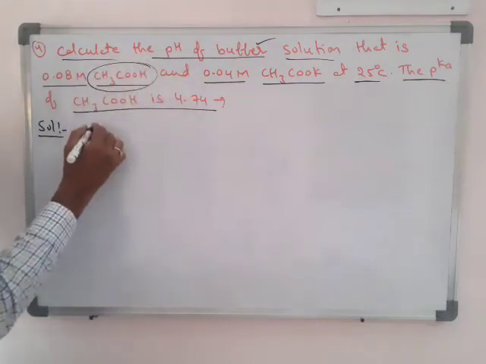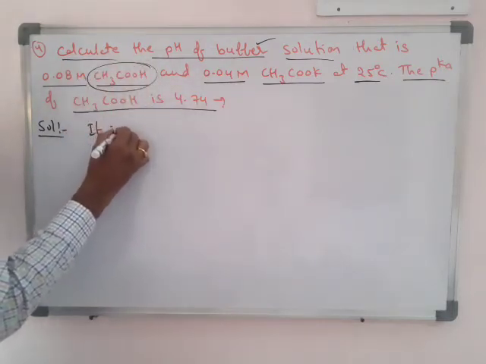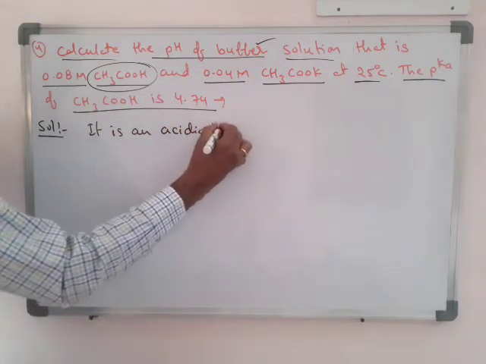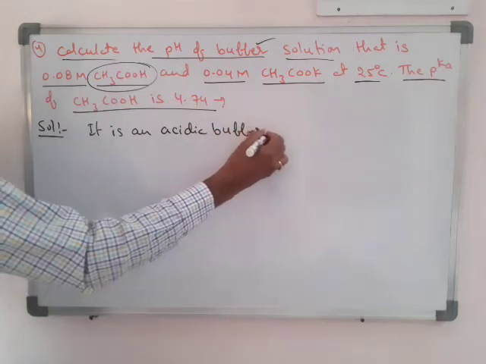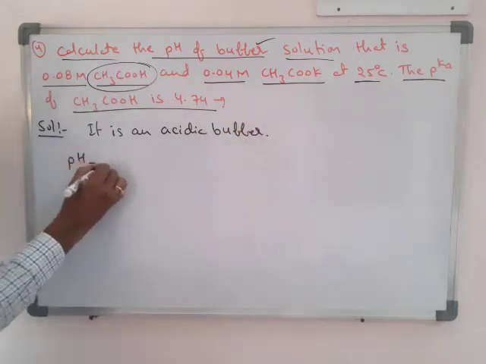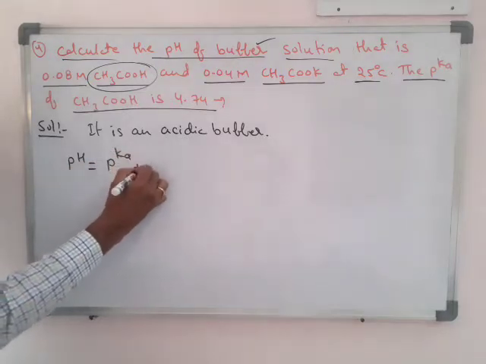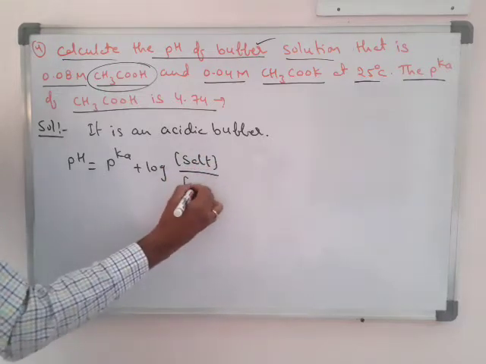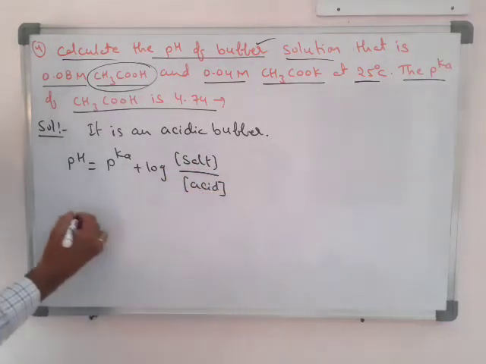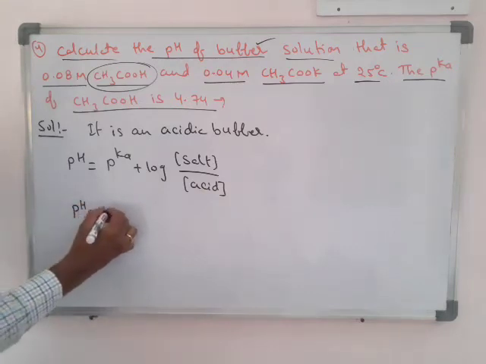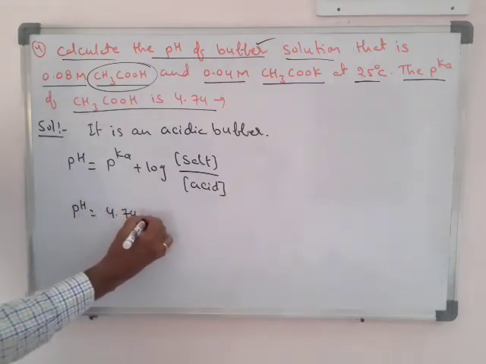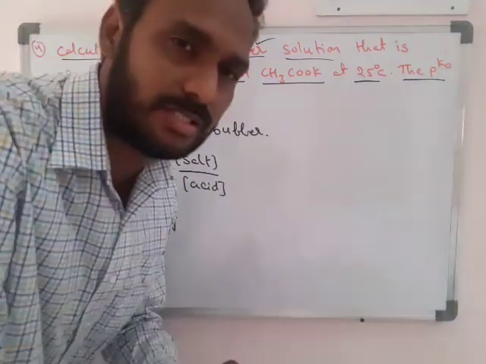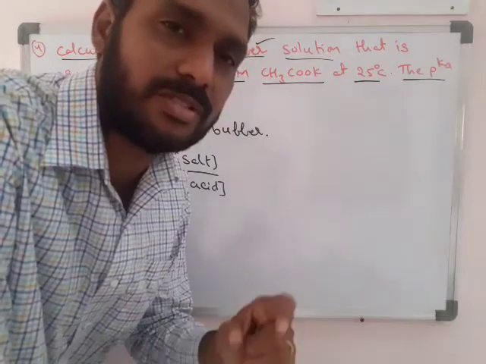Acetic acid is a weak acid. Therefore, a weak acid given means it is an acidic buffer. So for an acidic buffer, we calculate pH. What's the formula? pH equals pKa plus log of salt concentration by weak acid concentration. So the pH equals pK, given directly as 4.74, plus log of the salt. We have to identify which is the salt and which is the weak acid in the given mixture.